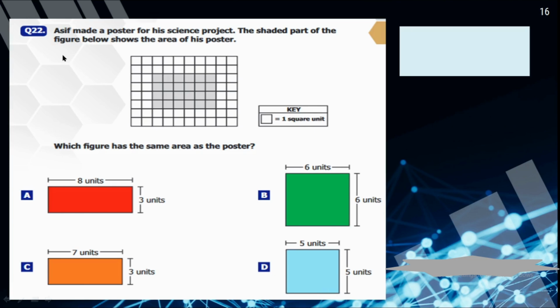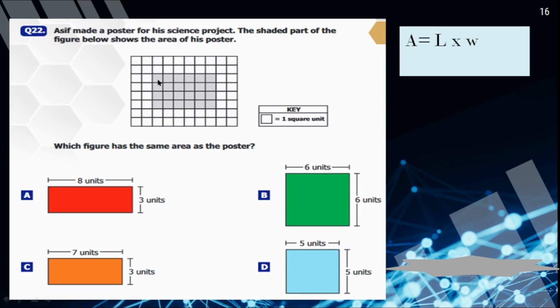Question number 22. Asif made a poster for his science project. The shaded part of the figure below shows the area of his poster. Which figure has the same area as the poster? So we know the formula of area is equal to length multiplied by width. For that purpose, we need length and width. Let's find it out of the shaded area.